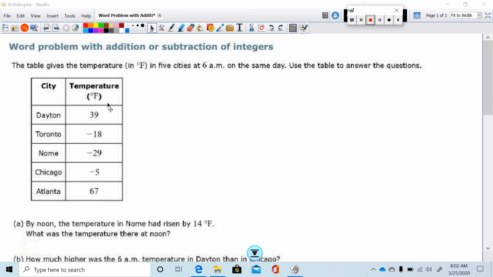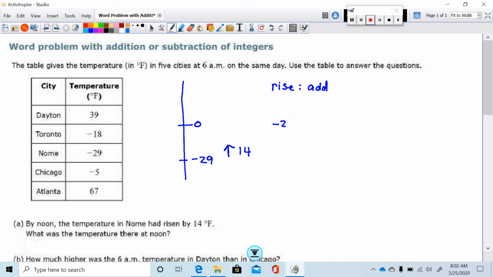Okay, whether it's a temperature or thermometer problem or not, I set all of these up like a thermometer. In other words, 0 would be here in the middle. Nome is negative 29, so that's going to be below 0 somewhere. And it rises 14 degrees. Now, anytime you have rise or risen, it means you're going to add the numbers.